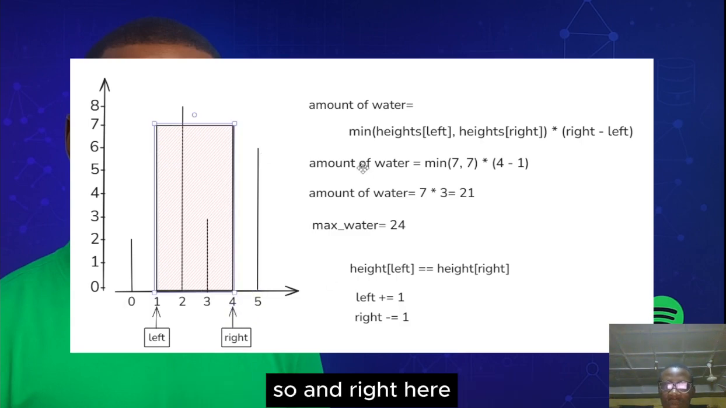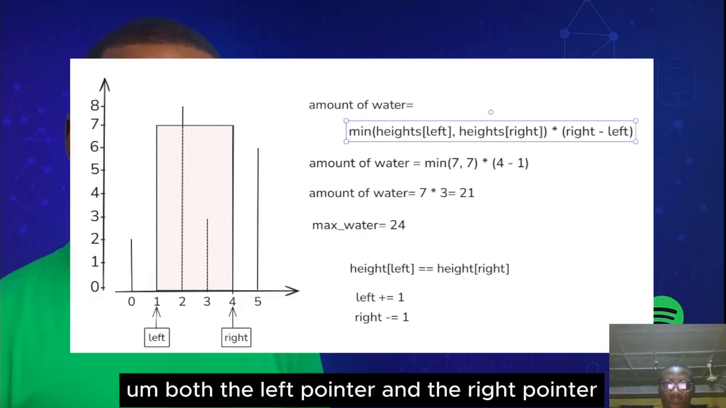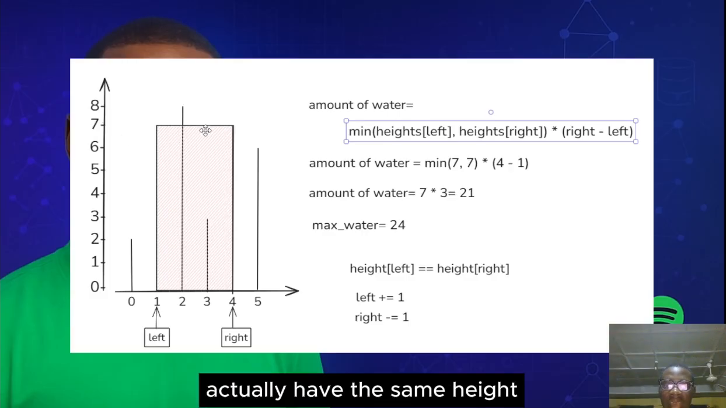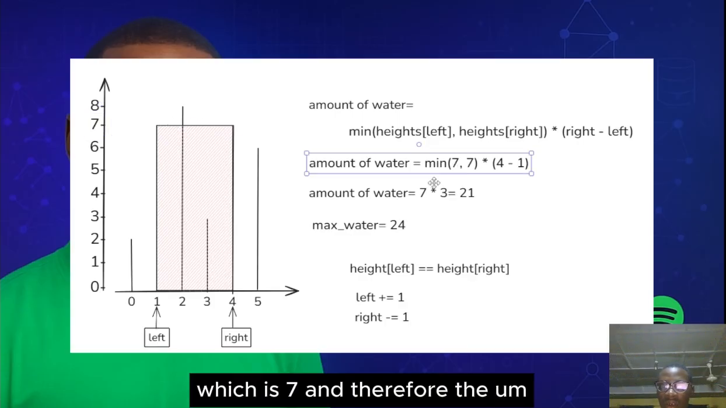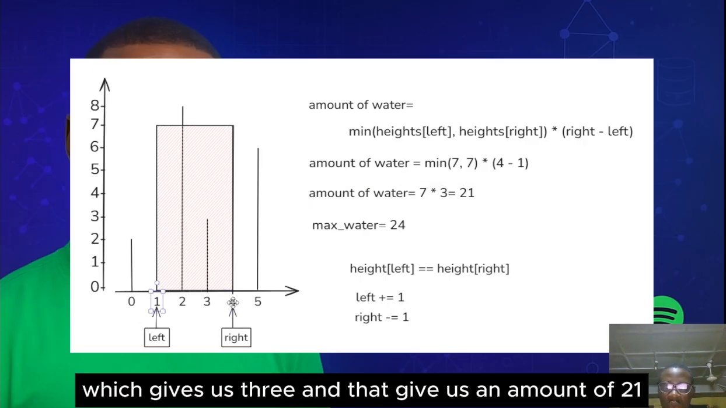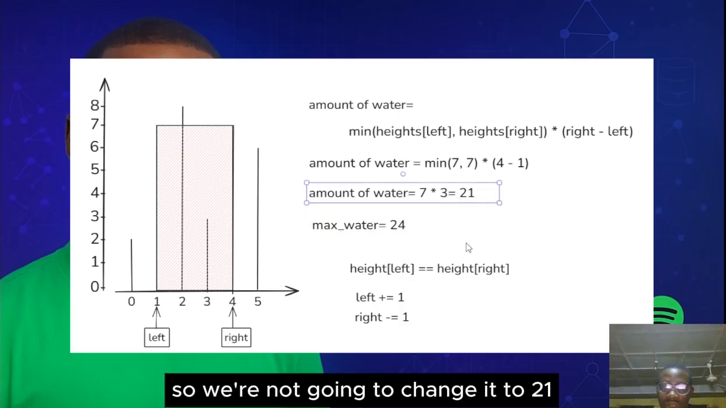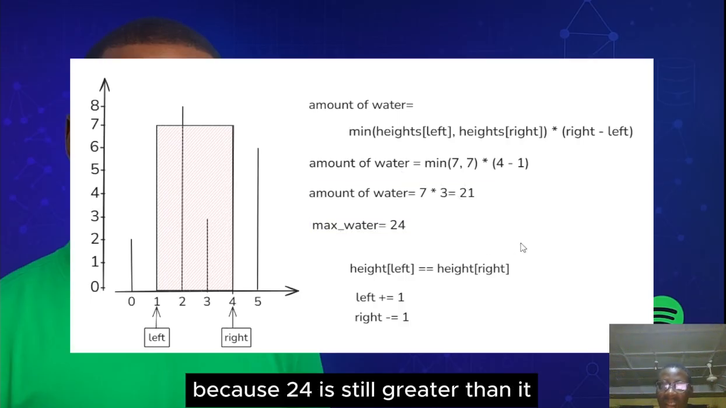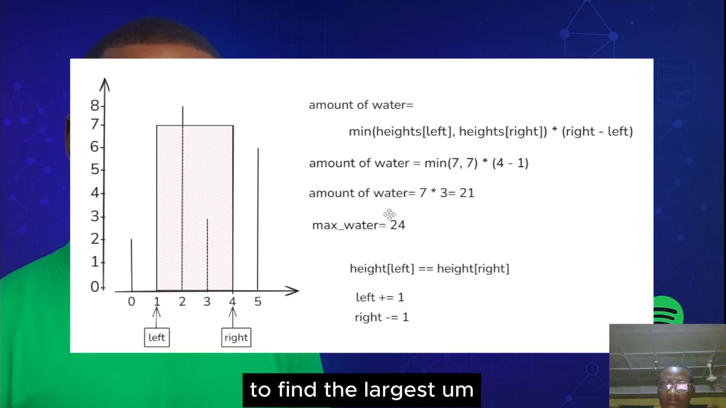Right here, let's calculate the amount of water as well. Fortunately, both the left pointer and the right pointer have the same height. The lines are the same, which is 7, and therefore the amount of water will be 7 times (4 minus 1), where the width is 3, and that gives us an amount of 21. But don't forget that the previous maximum water we have is 24, so it's still greater than this current one. So we are not going to change it to 21 because 24 is still greater. We will stick to 24 because that's what the question asks us to find, the largest amount of water.